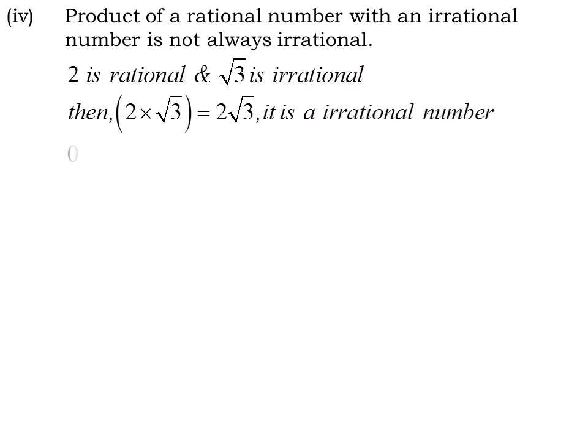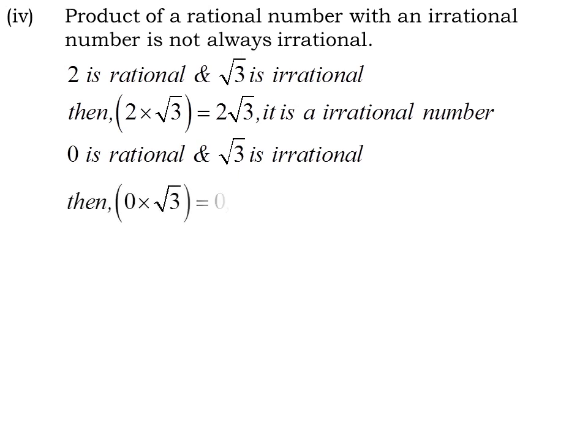But in the case where I take 0 as a rational number and root 3 as an irrational number, then 0 into root 3 will become 0. It is a rational number. So the property is that the product of any non-zero rational number with an irrational number is always irrational. Again, listen to the property: the product of a non-zero rational number with an irrational number is always irrational, but if I am taking 0, then it will become a rational number.